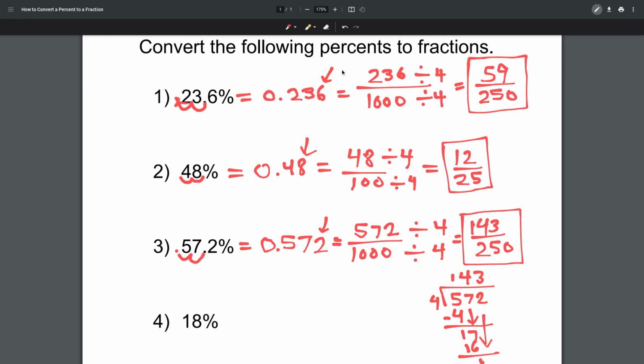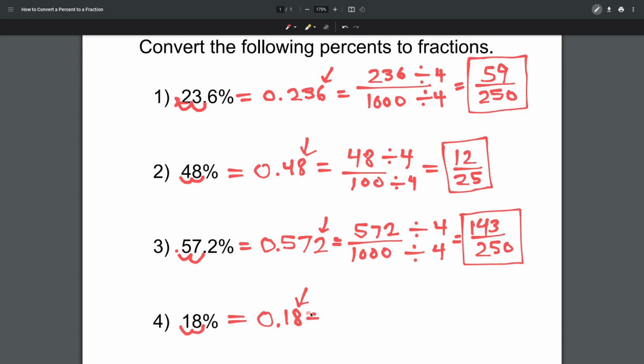Okay, I'm going to just make some room here and we'll do our last one. All right, so this last one here, we have 18%. We're going to put our decimal point here and then move 2 places to the left to change this first to the decimal 0.18. The last non-zero number is in the hundredths place, so I can write this as 18 over 100.